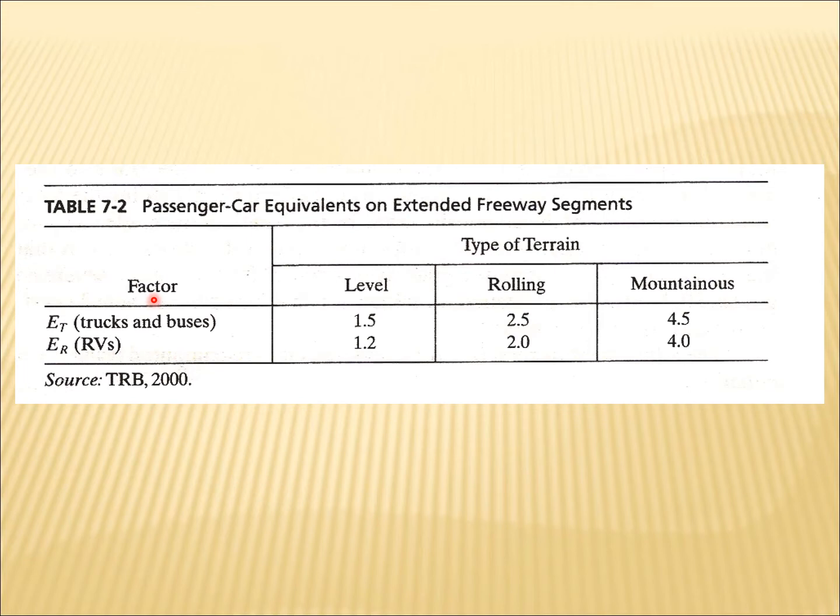So this is Table 7-2, passenger car equivalents on extended freeway segments. You can see E sub T, which is meant for trucks and buses, and E sub R, which is for recreational vehicles. This column is for level terrain, this is for rolling, and this is for mountainous. In this way you can pick the corresponding values of E sub T and E sub R.